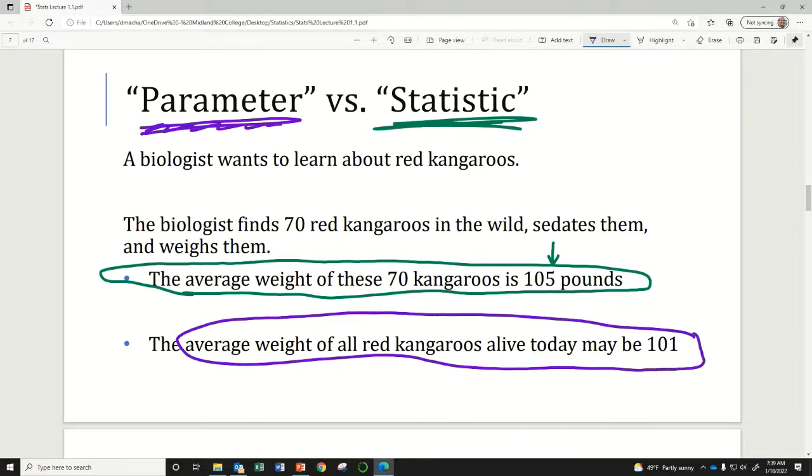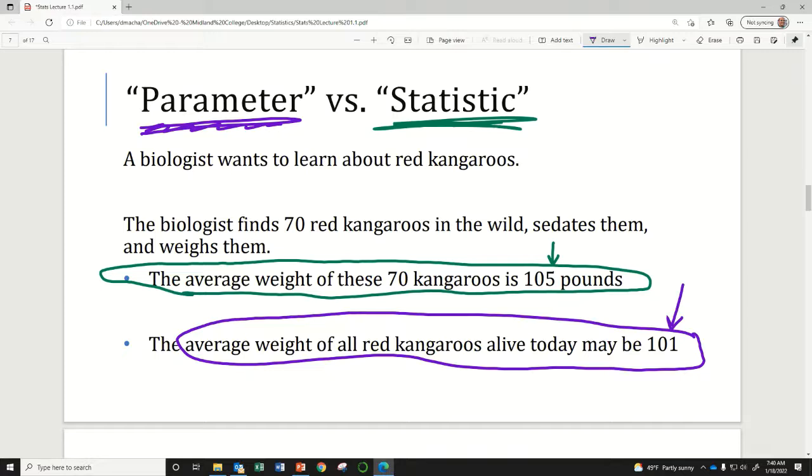So remember, the parameter is actually a characteristic of the whole population, or the characteristic of a process that we want to know about. But like in this case, we can never really know the value of the parameter. We can never actually instantaneously take the weight of every single red kangaroo in the world. That would just be impossible. The best thing that we can do is take a large enough sample size of these kangaroos and calculate a statistic that's a good estimate of our parameter.